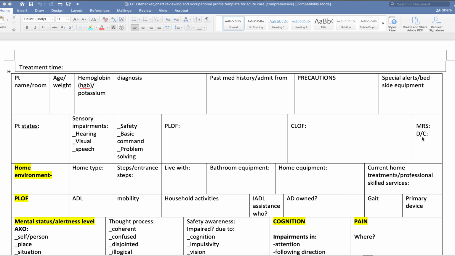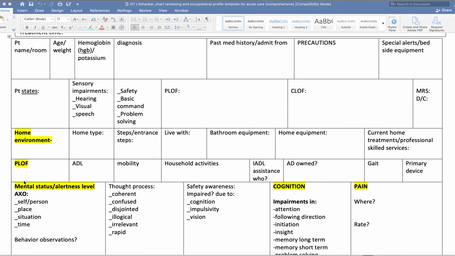And then the modified ranking scale. That's something you might want to look up. And then discharge plan. So modified ranking scale for us was a measure that we used to help with the discharge. And then discharge is where you would recommend them go to: nursing home, acute care rehab, home health, and then home and environment.